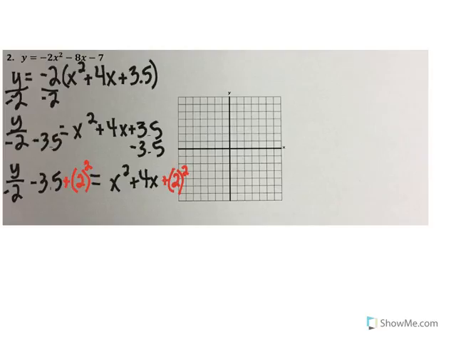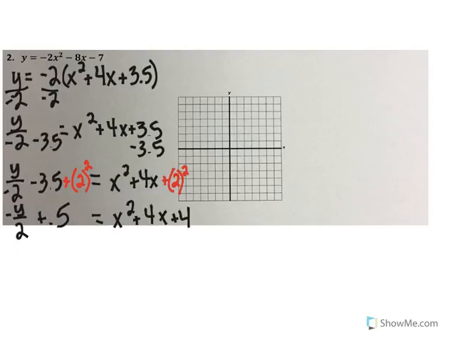Okay. Here's my storage area. It's kind of crowded now. But what is negative 3.5 plus 4? You know 2 squared is 4. Negative 3.5 plus 4? 0.5. Positive 0.5. My perfect square trinomial looks like this.